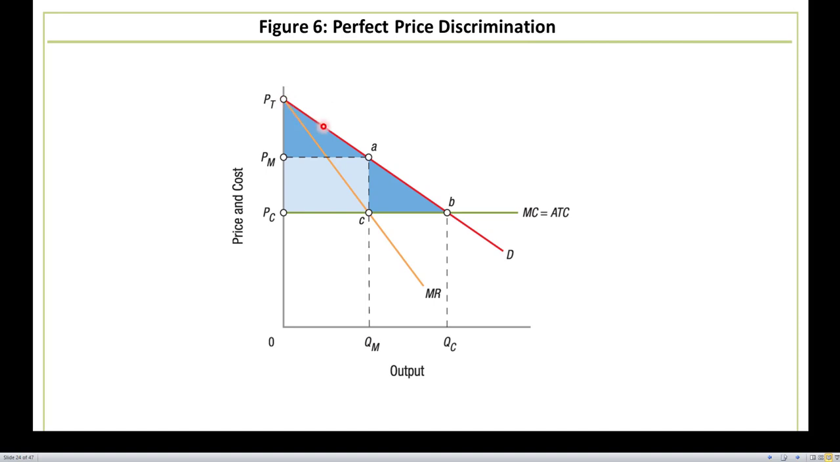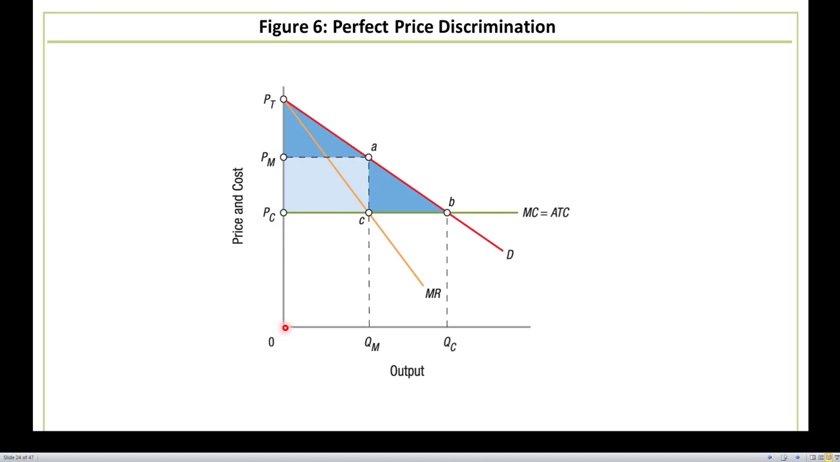Remember that every single point along the demand curve represents a willingness to pay, a consumer's willingness to pay. There are some people that value the good very highly, so they have a very high willingness to pay, and there are some people that don't value the good as much, so they have a relatively low willingness to pay. So what does the monopolist do in this scenario?